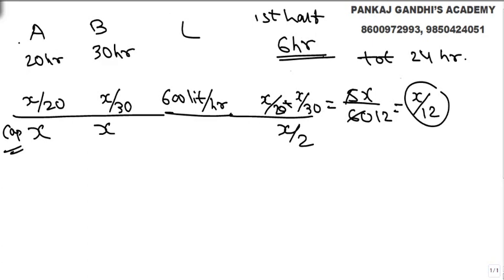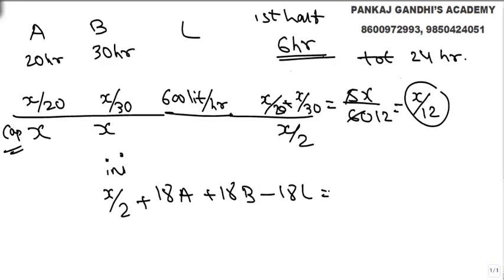I repeat what we did up till now. A alone in 20 hours fills the full tank X, so per hour X by 20. B alone in 30 hours, per hour X by 30. Leakage 10 liters per minute, so per hour 600. In the first half, A and B were filling, but leakage starts at half height, so it is not there. So separate time, per hour X by 12, half tank X by 2, 6 hours. Now half is already there. Total 24 hours, 6 hours gone, so now all are working. For 18 hours A will fill, B will fill, and leakage will empty. At the end, the tank is completely filled. That is X, so X by 2 for the second half.